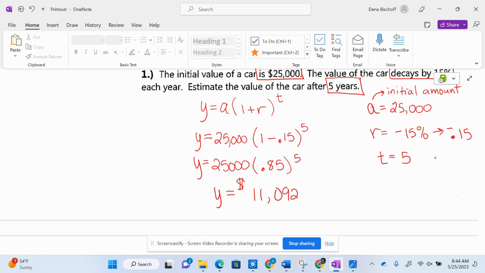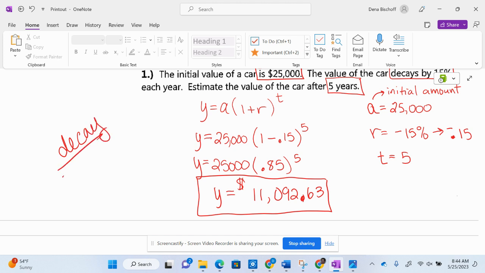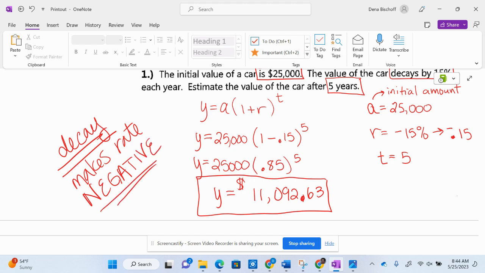Yeah, $11,092.63. That's crazy. Your car is losing almost $3,000 in value each year. So does that make sense? I'm going to write a little note over here. Remember, decay makes the rate negative. So we want to shrink the amount of money. We don't want to increase it. We want to shrink it, right? Decay means we're shrinking the value.